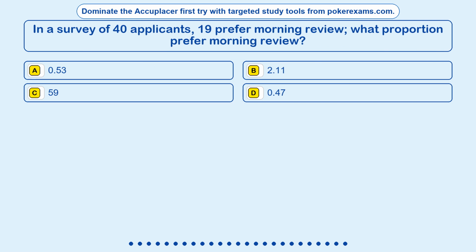Question 9. In a survey of 40 applicants, 19 prefer morning review. What proportion prefer morning review? Option A, 0.53. Option B, 2.11. Option C, 59. Option D, 0.47.